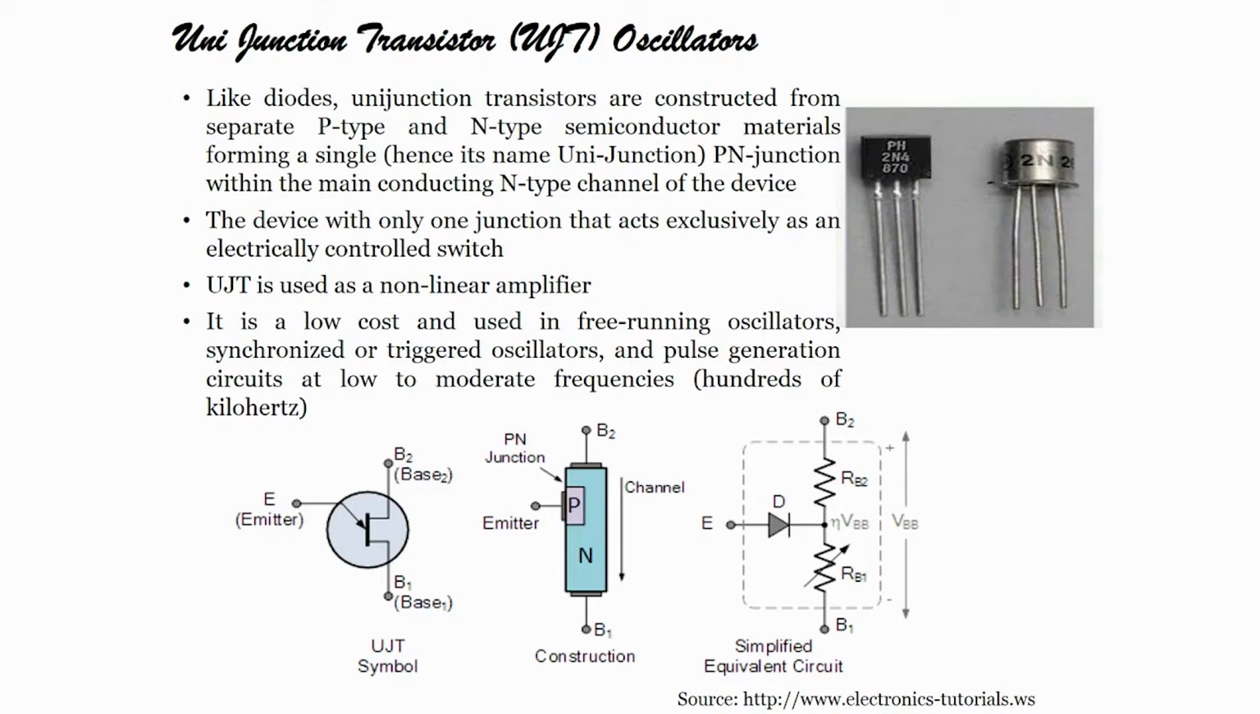To understand that, we have to see the slide. Like diodes, unijunction transistors are constructed from separate p type and n type semiconductor materials, and hence its name unijunction. They are constructed from a single p-n junction within the main conducting n channel of the device. Within the n channel of the device you have this p, and that is why it forms a p-n junction. This is the fabrication.